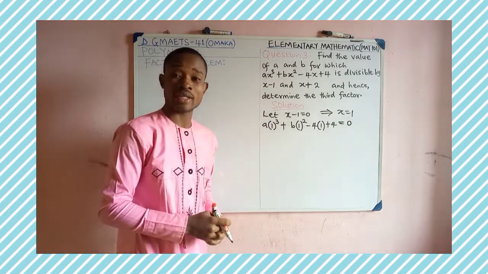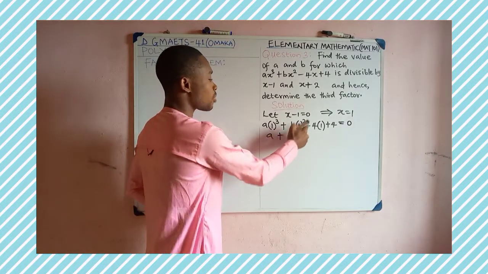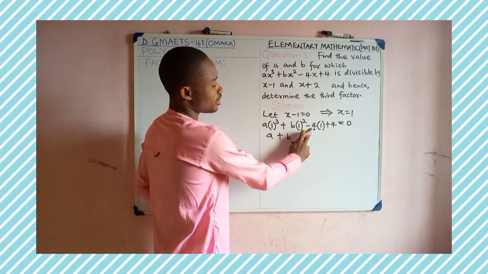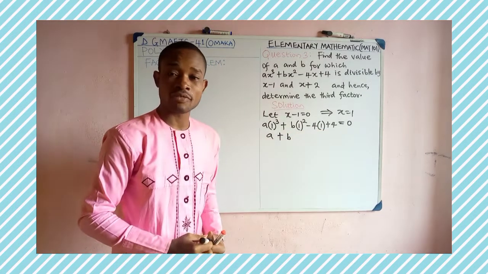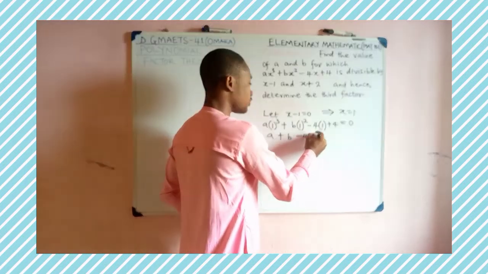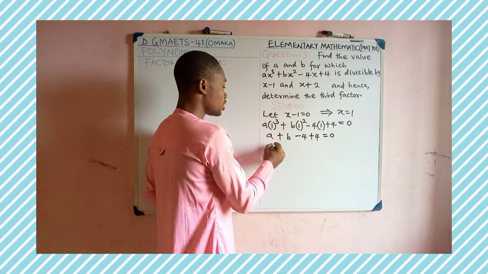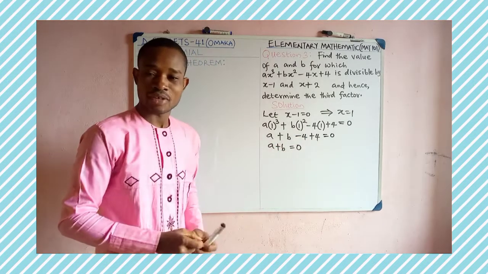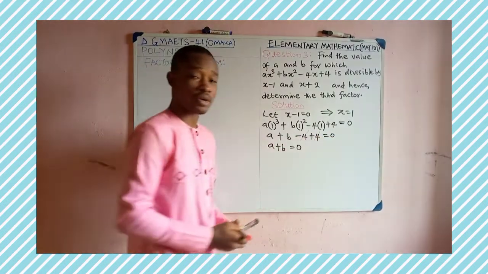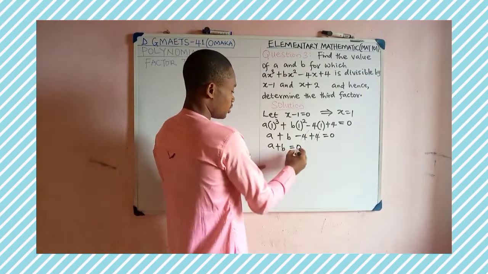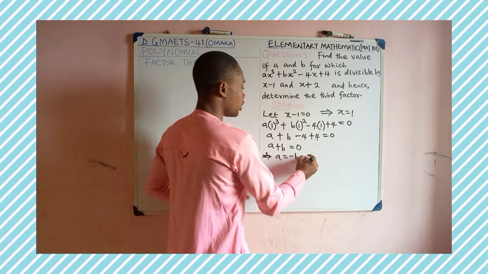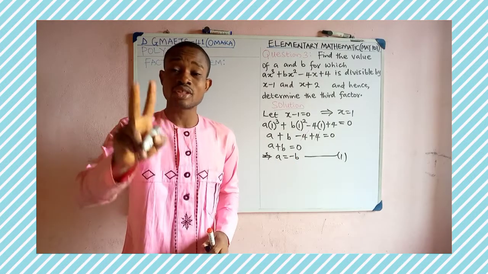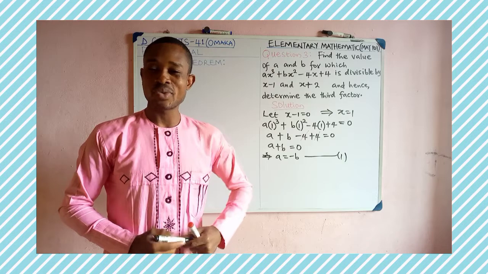Let's quickly simplify this. 1 raised to the power 3 is 1 times a will give us a, plus 1 raised to the power 2 is 1 times b will give us b. Then look at this. Minus 4 times 1 will give us minus 4. So minus 4 plus 4 equal to 0. You see that a plus b would give us equal to 0, because minus 4 plus 4 would just cancel off. Is that okay? Now, this simply implies that a is equal to minus b. And we cannot get a from here, we cannot get b from here because this is one equation containing two unknowns. We call it equation 1.